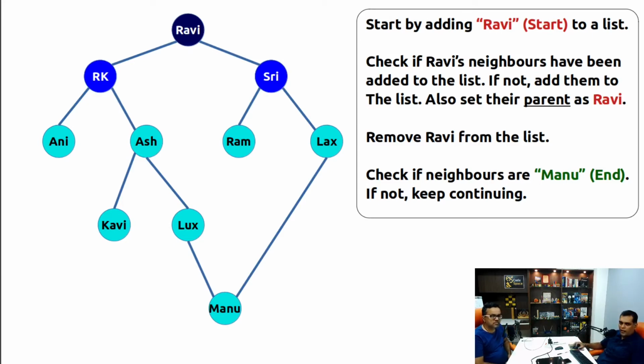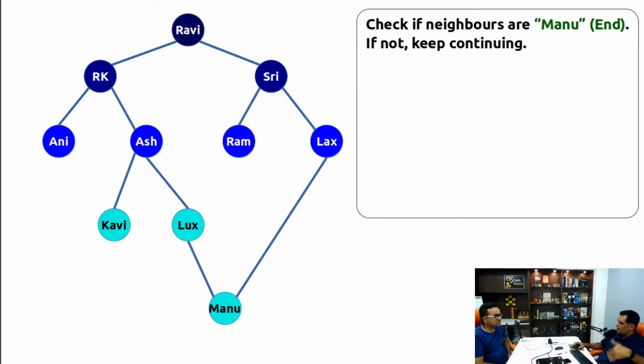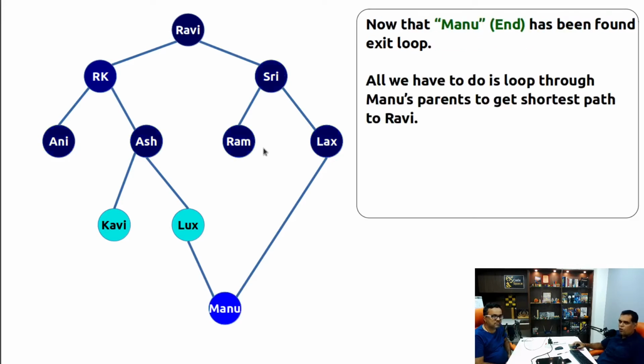Alright. So this will go on till the next level, where it adds these things. And then at the very next level, the neighbor of Lax gets added, which is Manu. And Manu is already at the end. So now that it has been found, it can basically exit the loop. All you need is a handle to the end element. And because now you have set all of the parents everywhere, it will basically have a trace route to the shortest path to the start in this case.